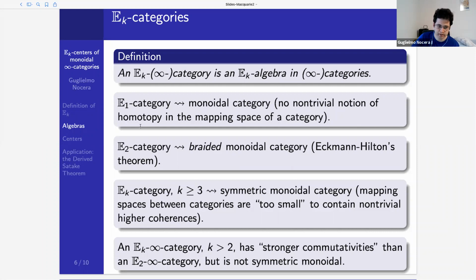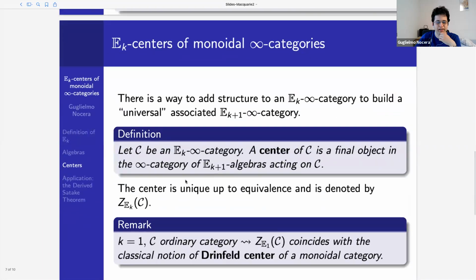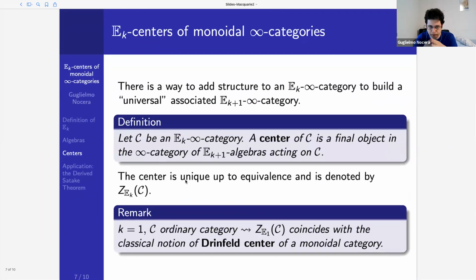So I think these three examples are very useful to fix what is going on. And now we can move on to the last part of the talk, which finally introduces the notion of center. So the center is some kind of E_{k+1} infinity category associated to an E_k infinity category. If you think of ordinary categories, you may be willing to start with an E1 category, so a monoidal category. And this is a way to construct a braided category from that E1 category you have chosen.